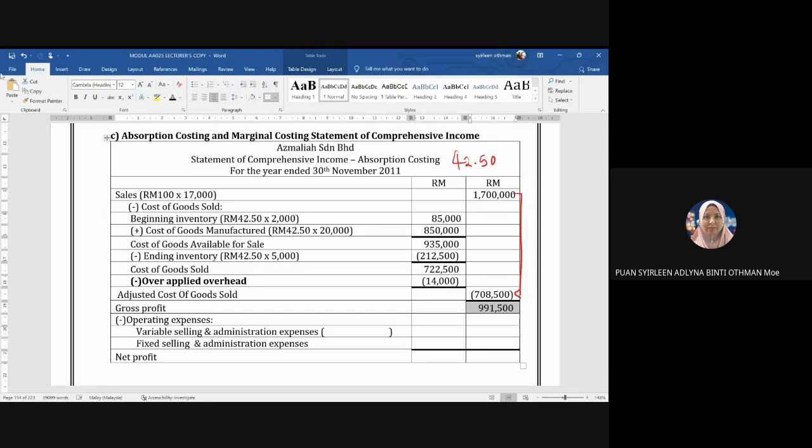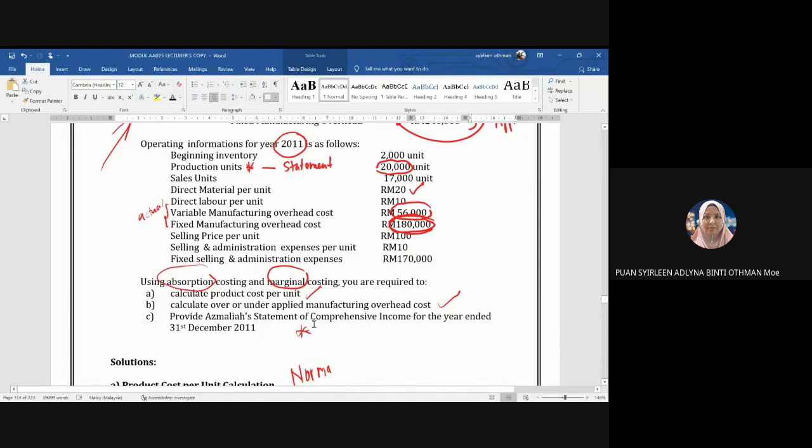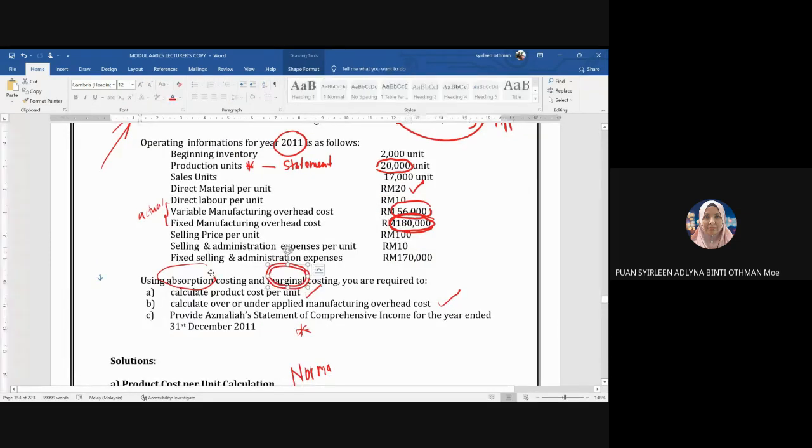Okay. Alright. So your operating expenses for variable. Variable cost per unit. I scroll back to the question ya. Okay. Variable. Variable ni macam-macam sebutan orang ya.